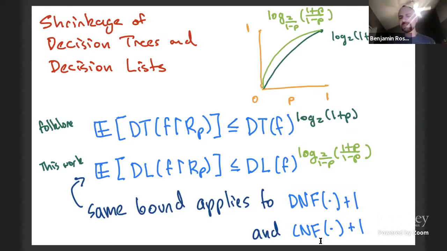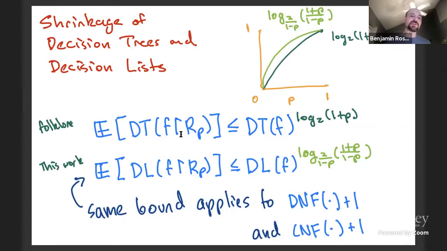For decision trees, you can show that the expected decision tree size shrinks much faster than any constant depending on p. Rather, it shrinks like the decision tree size to the power log base 2 of 1 plus p. Calling this a folklore result, the proof is a very simple induction. I don't know of a reference for this, but anyway, the proof is included in the paper.